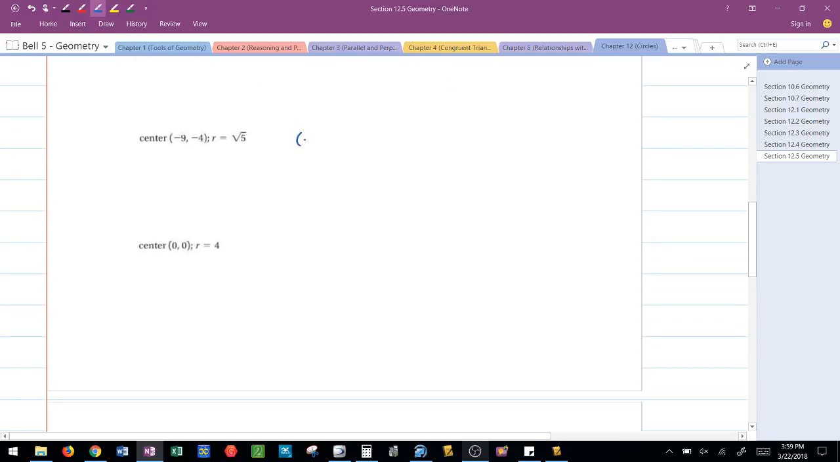I have (x minus negative 9), which would be (x plus 9) squared, plus (y minus negative 4), which would be (y plus 4) squared, equals the square root of 5 squared. Now remember, the square root of 5, when you square a square root, they cancel each other out. So this would just be 5.